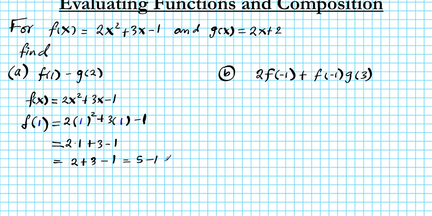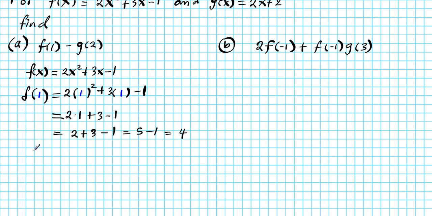What is 5 minus 1? 5 minus 1 is 4. So that is f of 1. So f of 1 is 4. Let's write it down here: f of 1 equals 4. And now I want to look for g of 2. So to find out what g of 2 is, let's write down what g of x is. The original function is 2x plus 2.